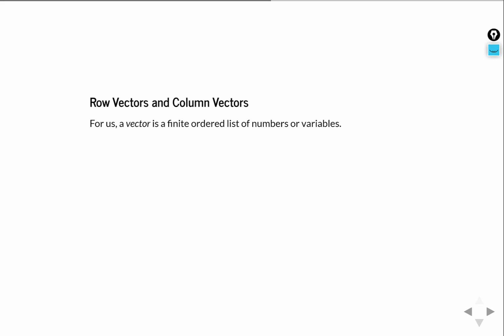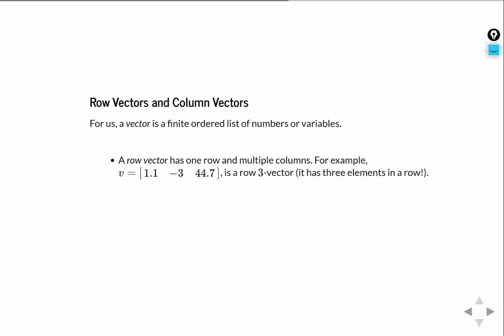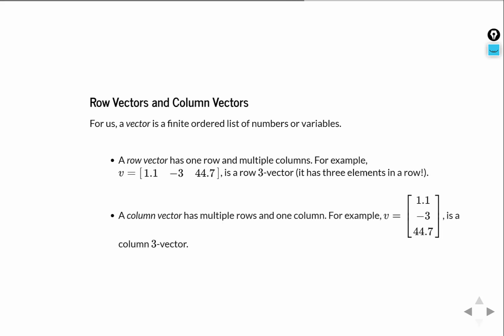For us, a vector is a finite ordered list of numbers. A row vector has one row and multiple columns. For example, here V has one row and 3 columns, and we call it a 3 vector. A column vector has multiple rows and 1 column. Here V has 3 rows and 1 column. We call it the column 3 vector.